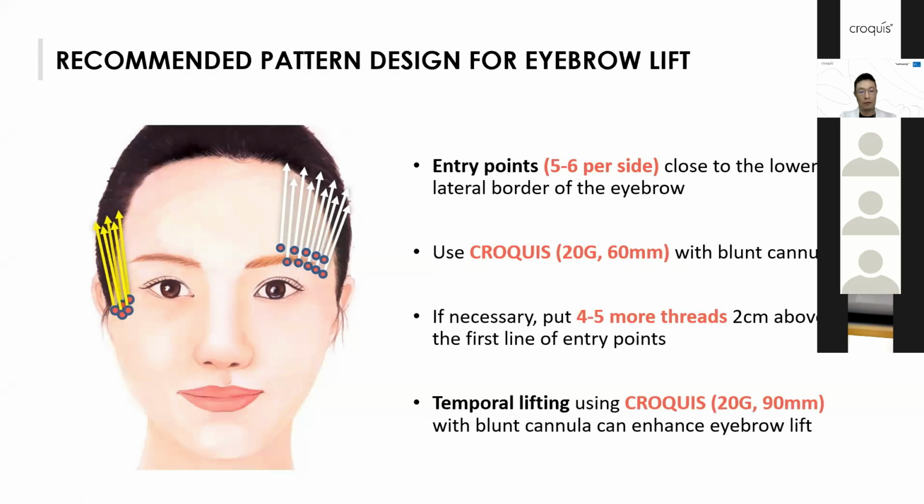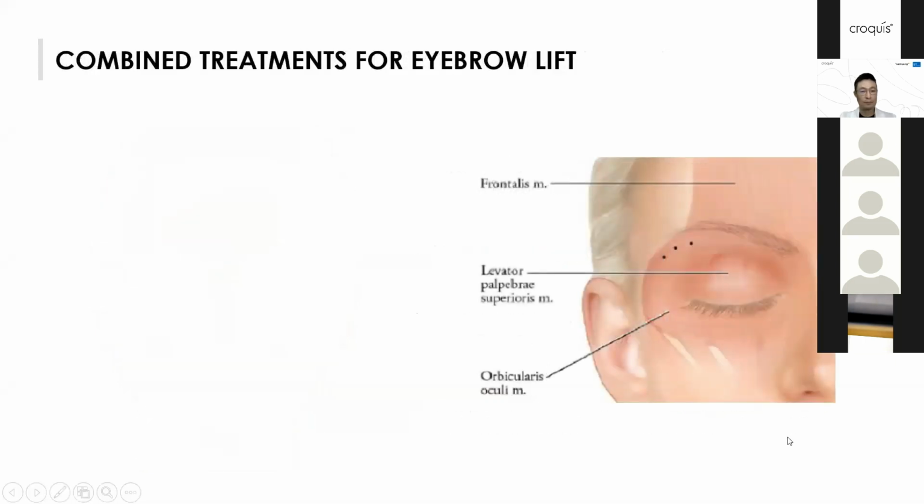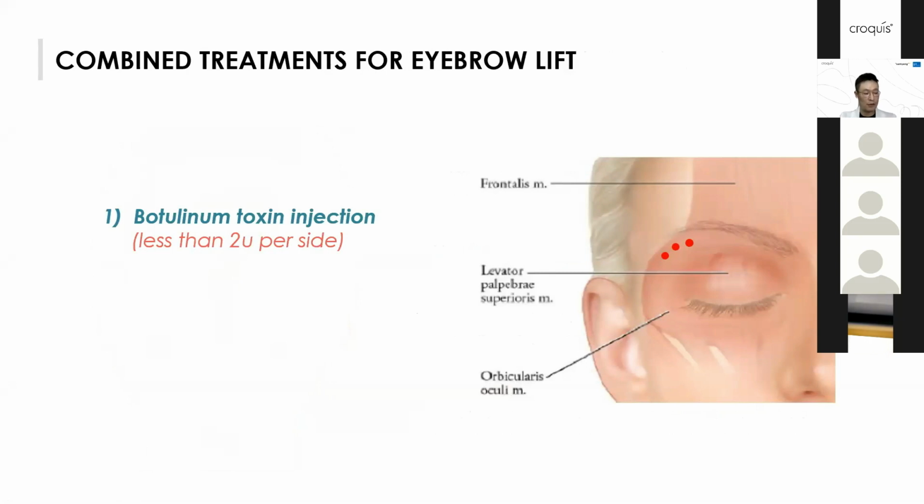And if you want a more powerful lifting effect, temporal lifting using Croquis with 9 centimeters length will enhance eyebrow lift result. To achieve better results of eyebrow lifting, I often use botulinum toxin injection just beneath the lateral part of the eyebrow to relax the upper lateral part of the orbicularis oculi muscle, which is a strong depressor of the eyebrow.